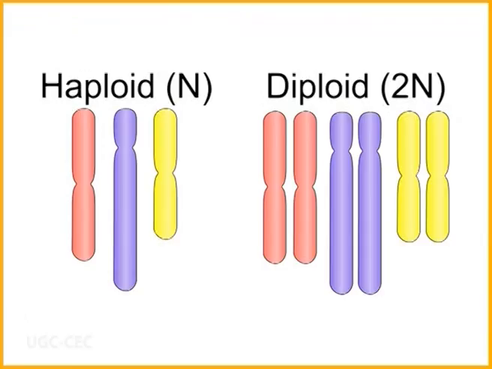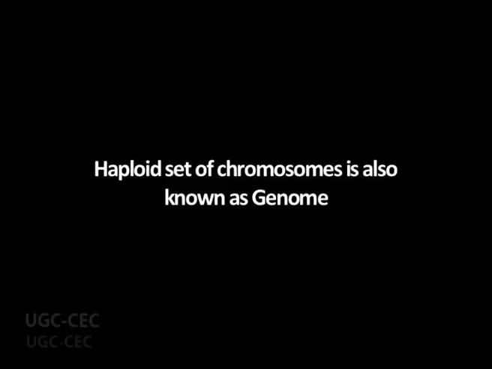There are normally 2 copies of each chromosome present in every somatic cell. The number of unique chromosomes in such a cell is known as its haploid number, and the total number of chromosomes is its diploid number. The suffix ploid refers to the chromosome sets. The haploid set of the chromosome is also known as the genome.